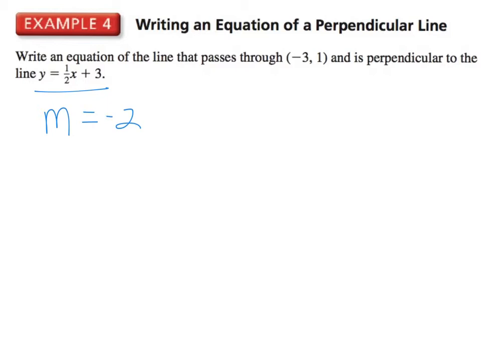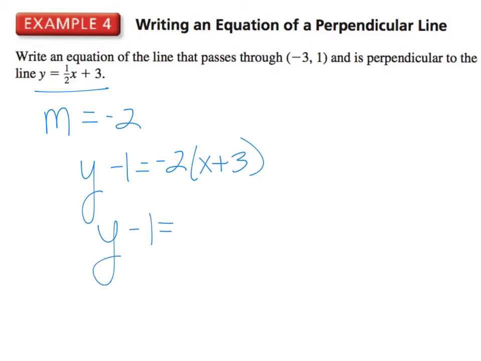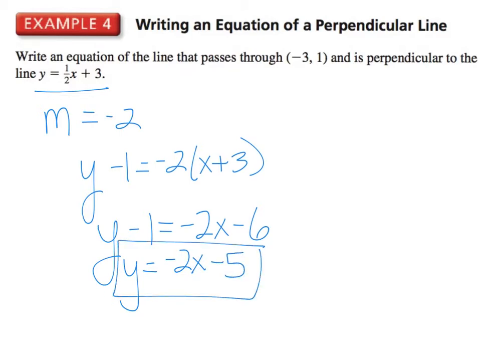So now I'm going to use point slope form. You could also use slope intercept form. So what would I get if I used point slope form? Okay, y minus 1 equals what? -2 multiplied by x plus 3. Good. Let's solve this. y minus 1 equals -2x minus 6. I now add 1 using the addition property of equality, and my equation would be y equals -2x minus 5.